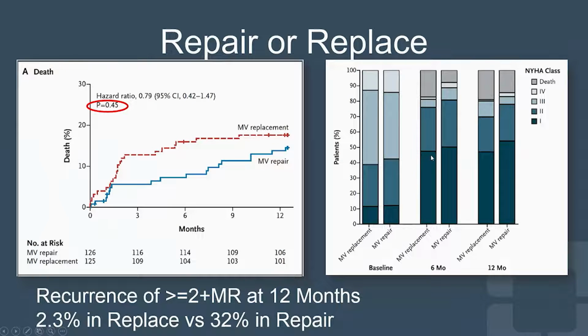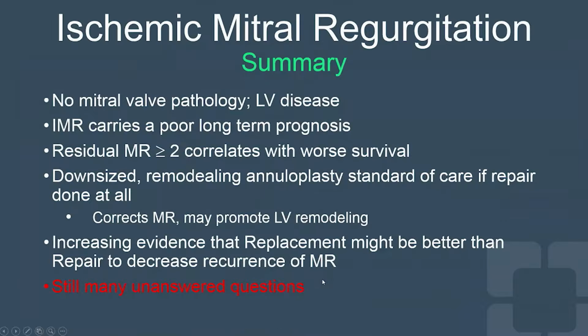Looking at the functional improvement in these patients, both groups had improvement in their functional status. They felt better, and there was no difference between the repair and replacement. But the important thing was that a recurrence of moderate or more mitral regurgitation at 12 months was only 2% in the replacement group, but 32% in the repair group. So in summary, ischemic mitral regurgitation is not a mitral valve pathology, but rather a left ventricular dysfunction. So you really want to try to address the left ventricular dysfunction itself, and that is going to be done through coronary artery bypass if you have suitable targets.